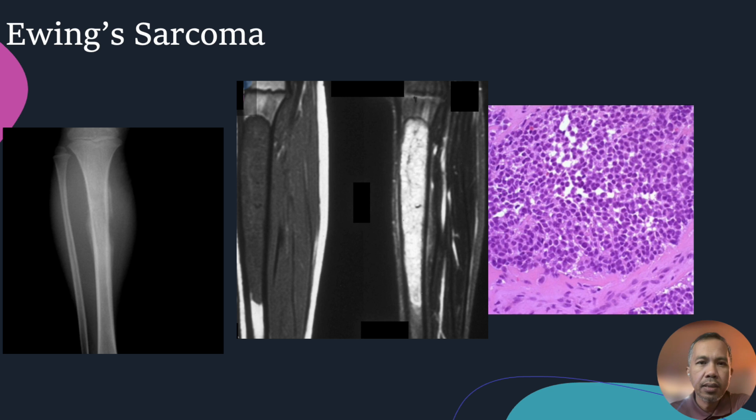A sample case of Ewing sarcoma on the proximal tibia to its diaphysis. You may observe in some cases an onion peeling periosteal reaction on the X-ray, wherein your periosteum is peeled just like the characteristic of an onion.